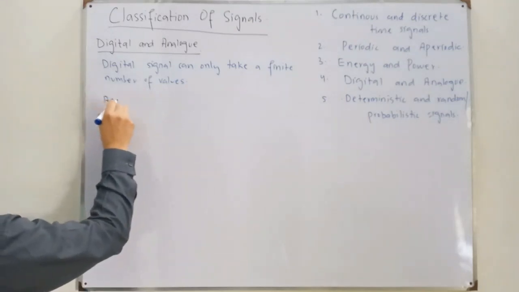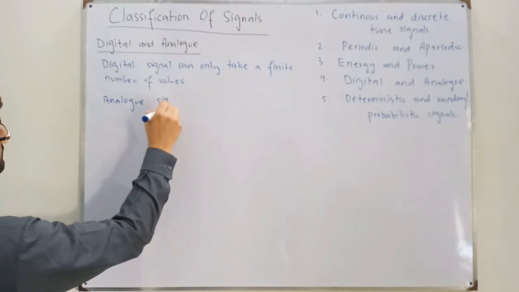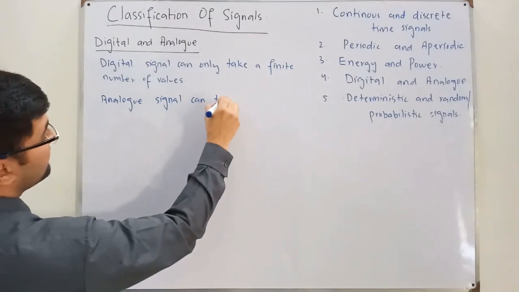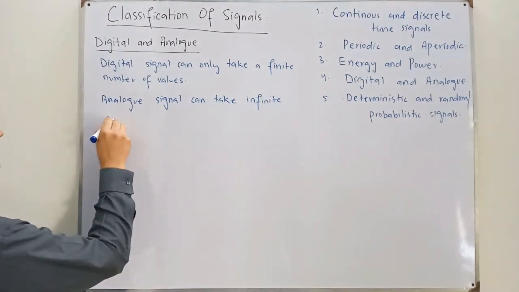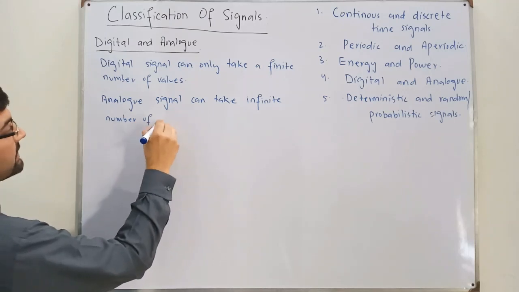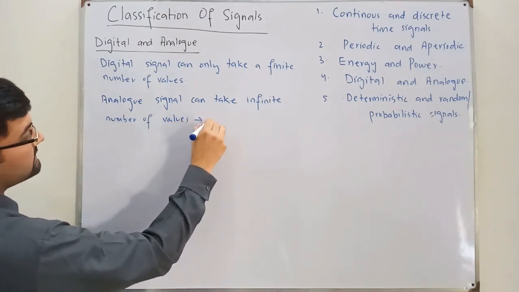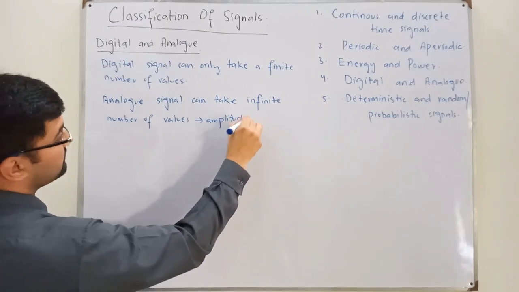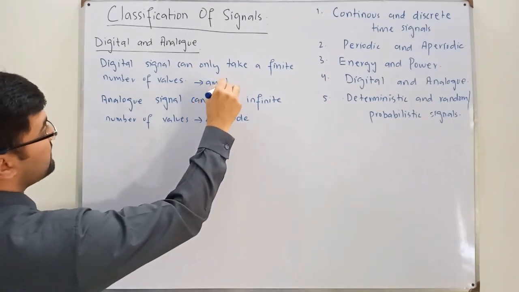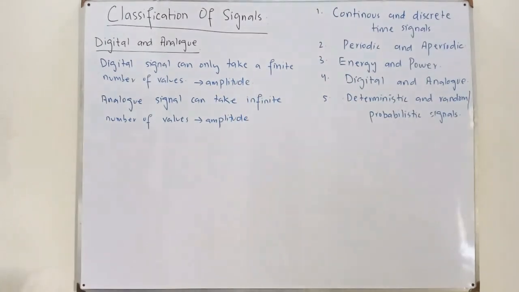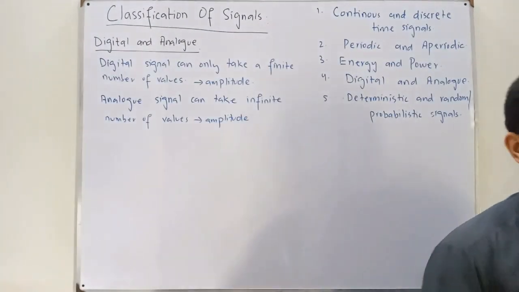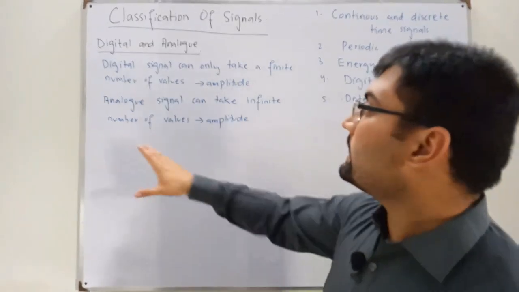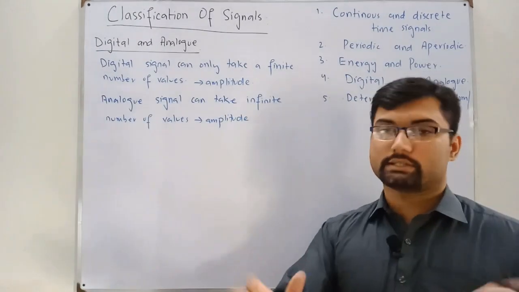Alright? An analog signal can take any number of values, and I say infinite number of values, as its amplitude. All right, now a confusion that arises is between the digital and the discrete time signal, and the analog and the continuous time signal.